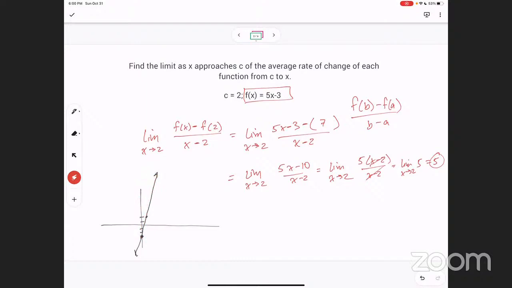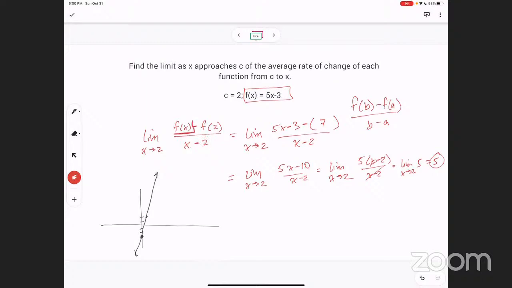So they wanted you to do this algebraically, though. They wanted you to find the limit as x approaches c of the average rate of change. The average rate of change is your slope function, your change in y over your change in x. So what I did is I took the limit as x goes to 2 of f of x minus f of 2, because this is my y1 and this is my y2, over my x1 minus my x2.